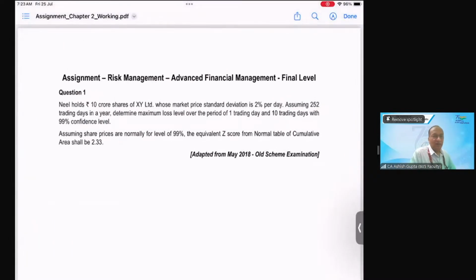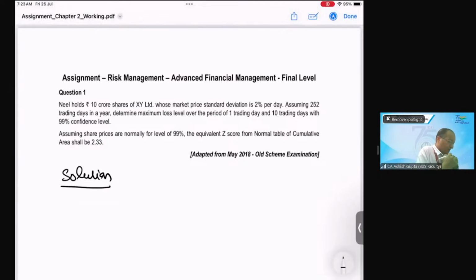Now let us start with question number 1. The question reads like this: Neil holds rupees 10 crore of shares of XY Limited, whose market price standard deviation is 2% per day. This is very important, we need to keep in mind what the time horizon is. Assuming 252 trading days in a year, determine the maximum loss level over a period of one trading day and 10 trading days with a 99% confidence level. So we want a 99% confidence level. Students, please remember that.